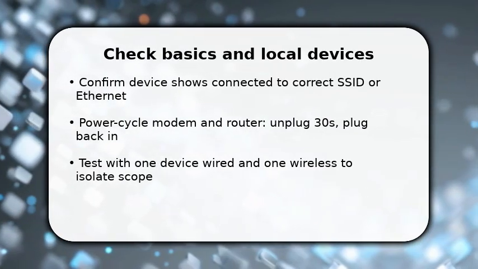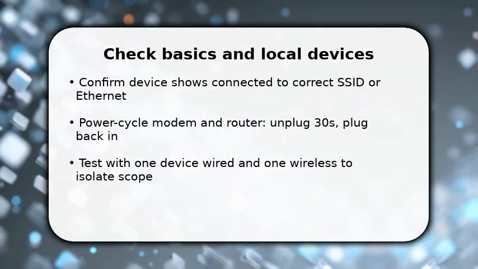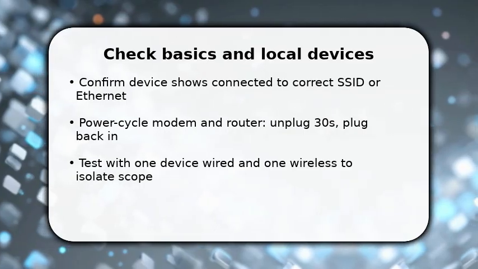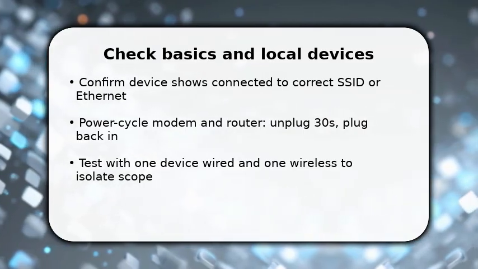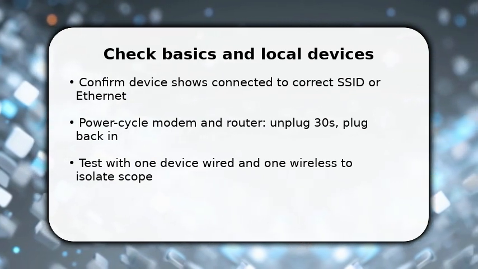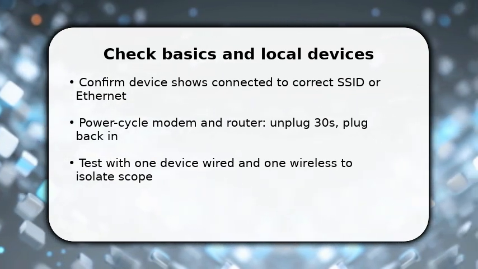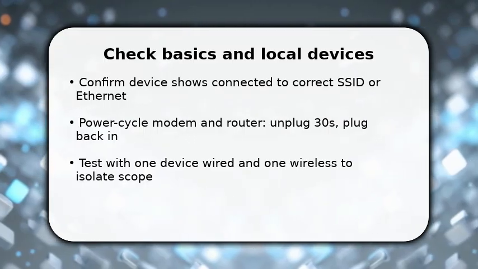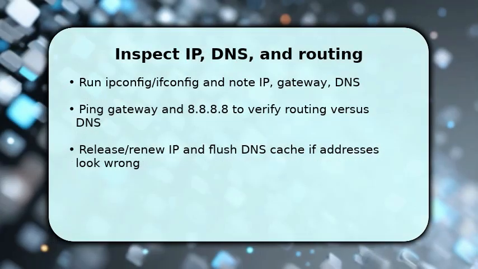While they reboot, open your device's network settings to note IP, gateway, and DNS entries so you know what changes later. Once done, connect one wired device and one wireless device to determine whether the problem is local to one interface. You now look deeper at addressing and name resolution to distinguish routing from DNS failures.